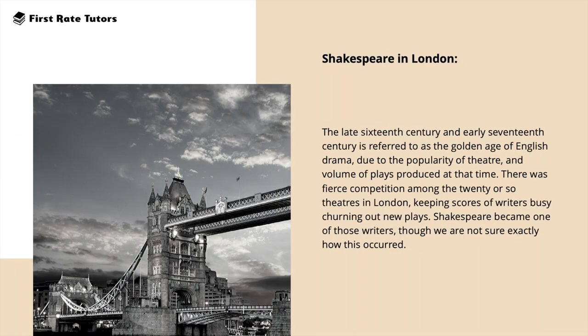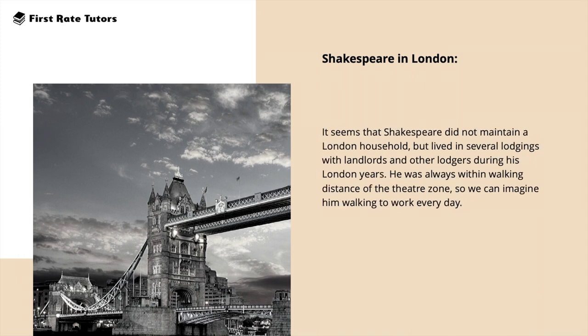Now, of course, when it comes to Shakespeare and his role in London, the late 16th and early 17th century is referred to as the golden age of English drama due to the popularity of theatre and the volume of plays produced at the time. There was a fierce competition among 20 or so theatres in London, keeping scores of writers busy churning out new plays, and Shakespeare became one of these writers, though we're not exactly sure how this occurred.